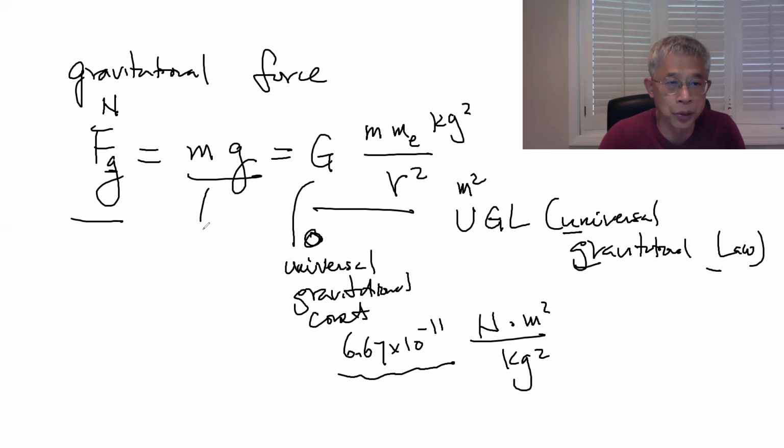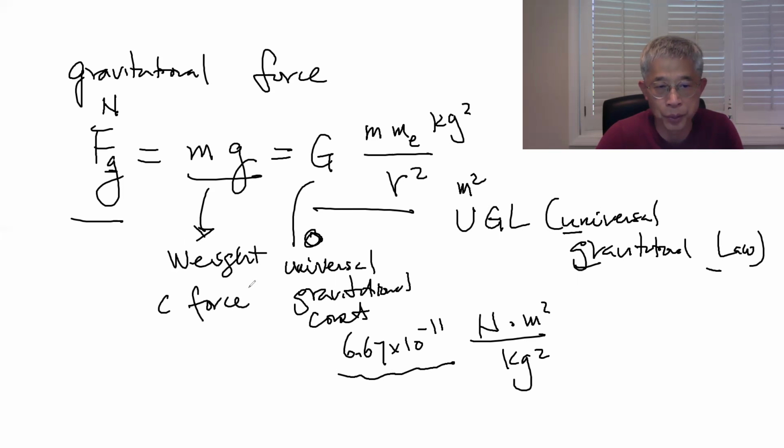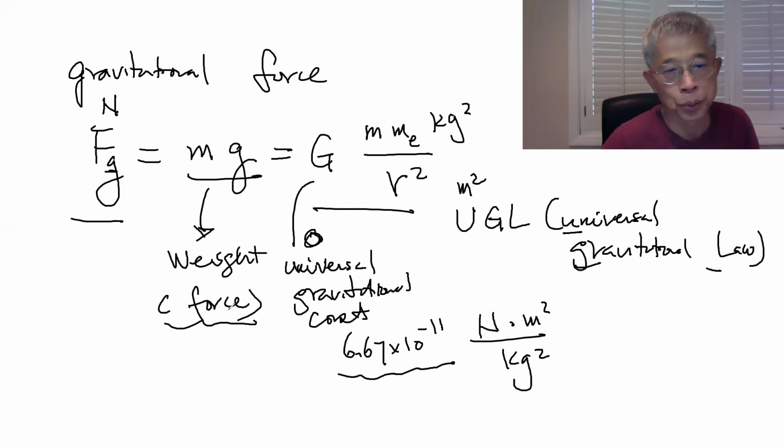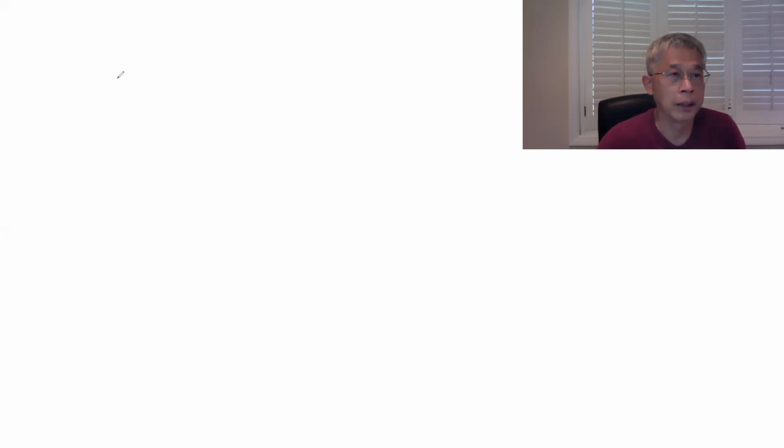So that's gravitational force. And this one here, we also give a special name, we call that weight. So weight is a type of force, right? It's a type of force due to the planet, so it depends on what planet you are on. So that's gravitational force. And now let's talk about centripetal acceleration.